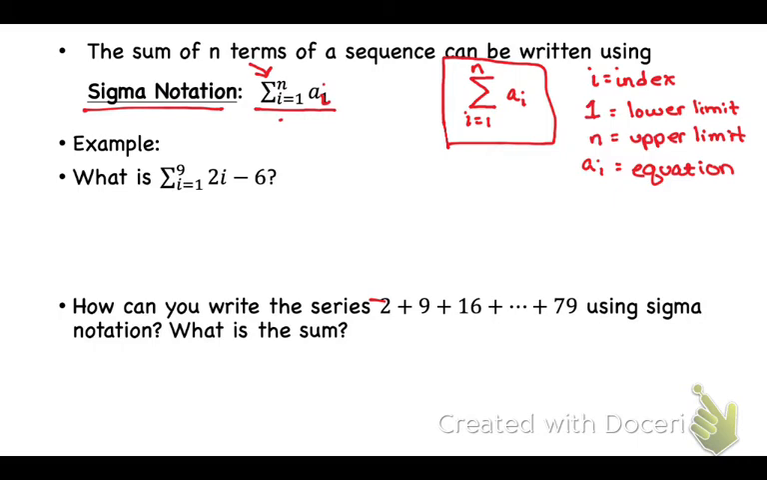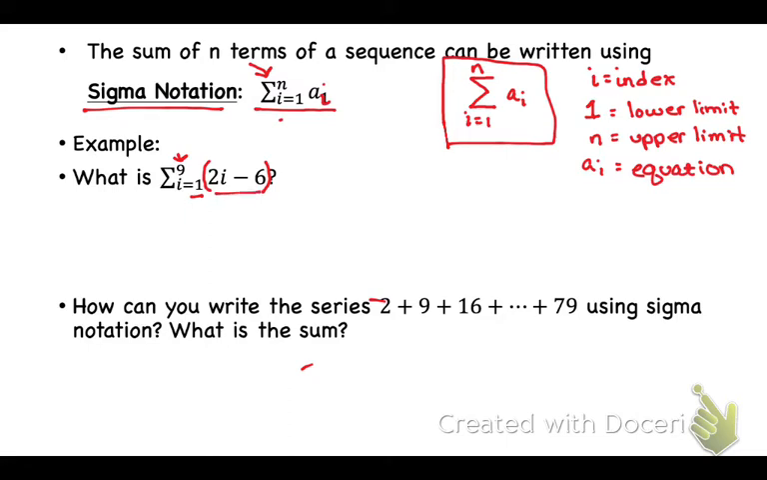So we have the sum from i equals 1 to 9, and I personally put these in parentheses, of 2i minus 6. So what is my lower limit? What is the lower limit? 1. Okay, you weren't the only one speaking. I know. What is the upper limit? 9. So we're going to plug in 1, 2, 3, 4, 5, 6, 7, 8, 9 into this equation.